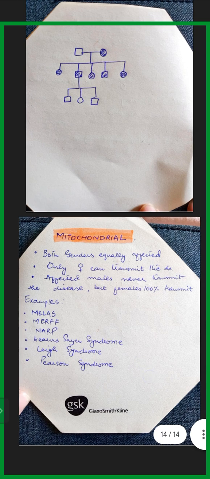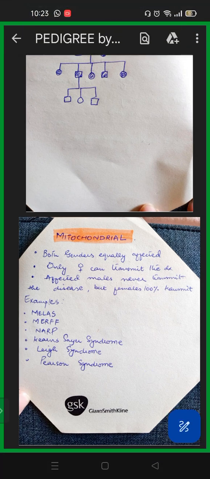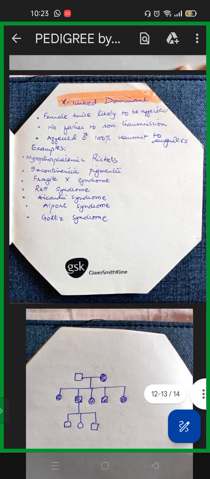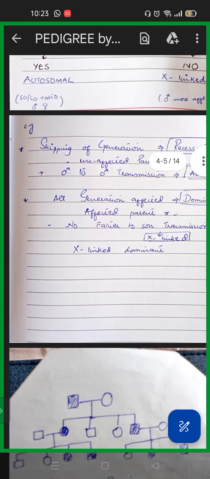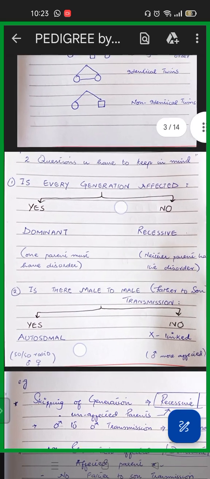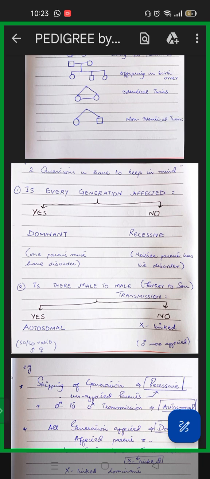Okay, now I am going to show you some more slides. I will be providing these notes because I made them myself and they helped me a lot. I just used a formula. The two questions I ask myself in every inheritance question are: first, I look for skipping of the generation, and second, I look for male to male transmission. Then there is a way to remember the examples, and these are the mnemonics I have. I will share the pictures rather.